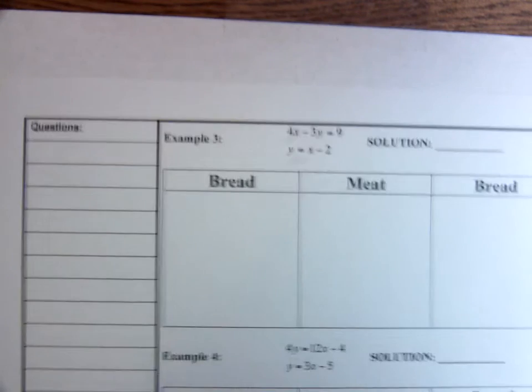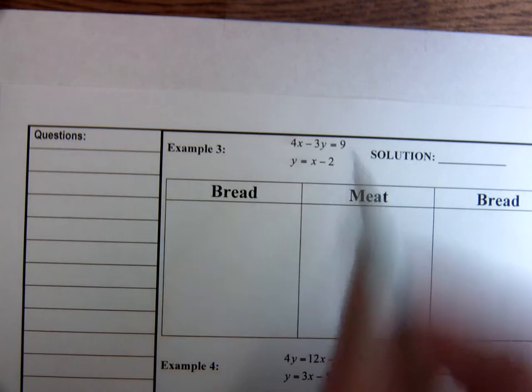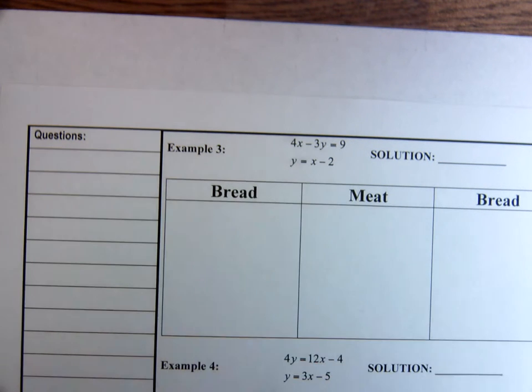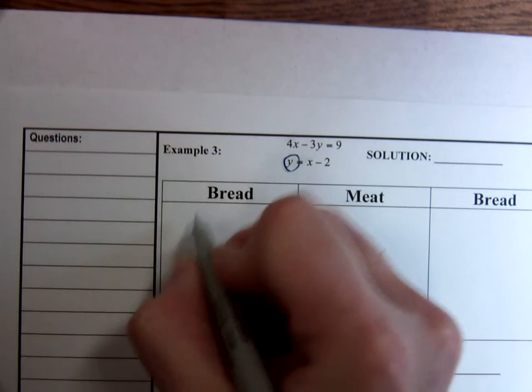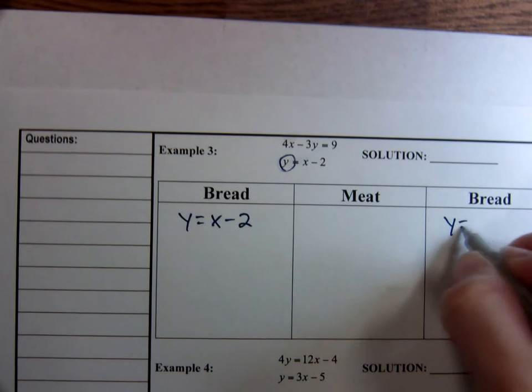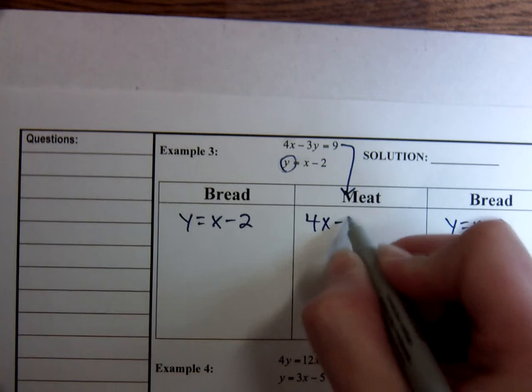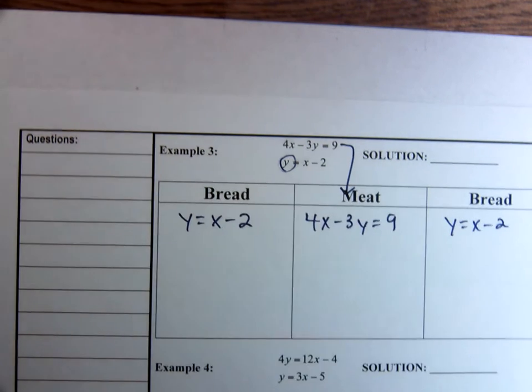As we look at example number 3, we have 4x minus 3y is equal to 9, and y equals x minus 2. Which one is the bread? That's right, the one with the single variable. So we're going to do y equals x minus 2 in both bread columns. And we'll put the 4x minus 3y equals 9 in the meat column.